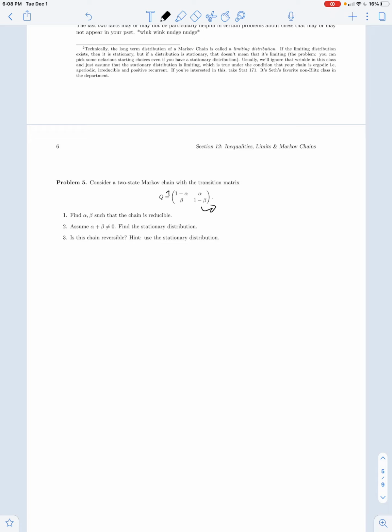Remember that in a transition matrix, we're going from the rows to the columns, and that's our convention in the class. We also use row vectors. So what the transition matrix is telling us is, one, that we have two states, which is given by the fact that Q is 2 by 2. And then we're going from state 1 to state 1, which has probability 1 minus alpha. So from 1, you go back to 1 with probability 1 minus alpha, and you go from 1 to 2 with probability alpha.